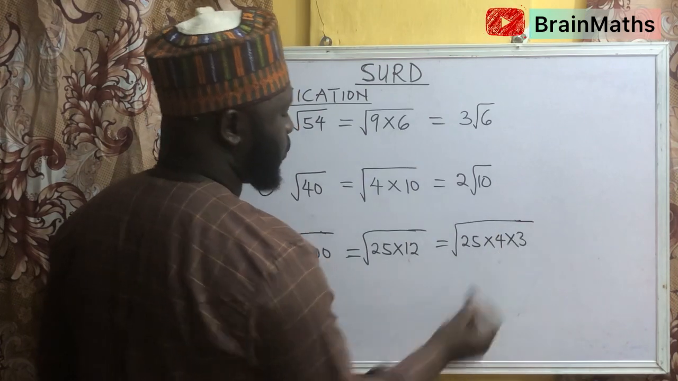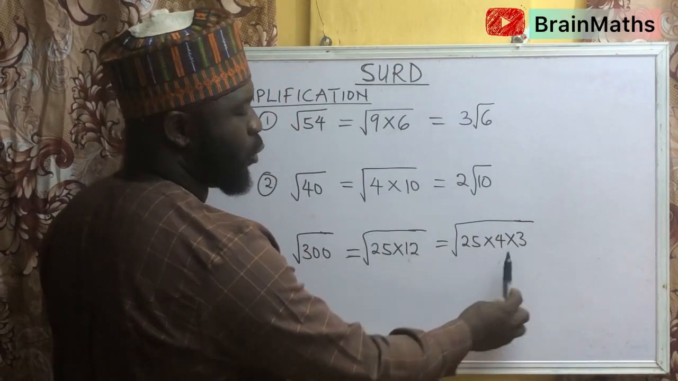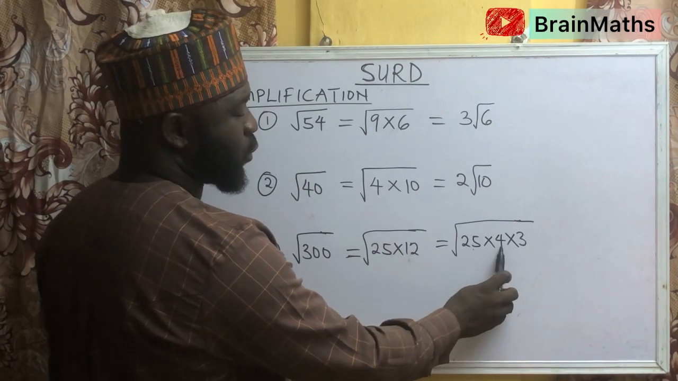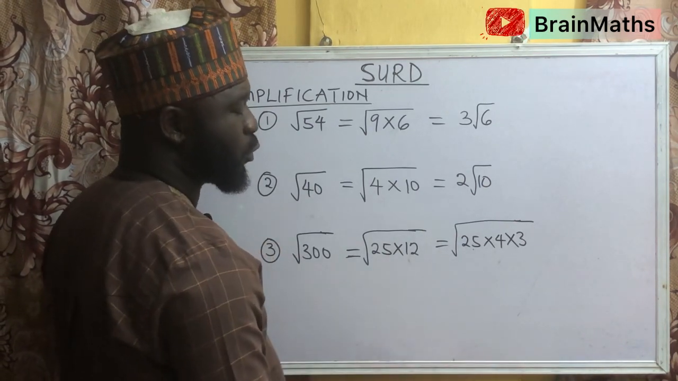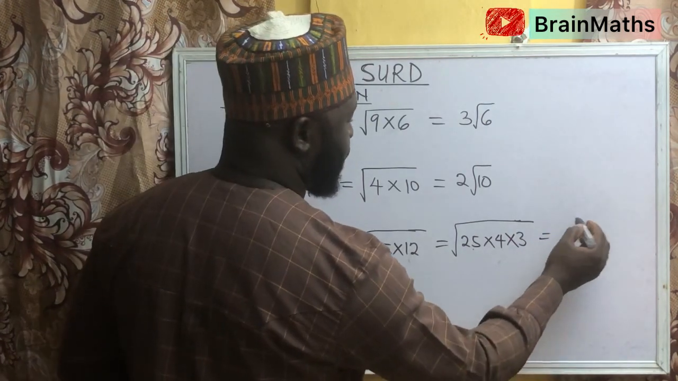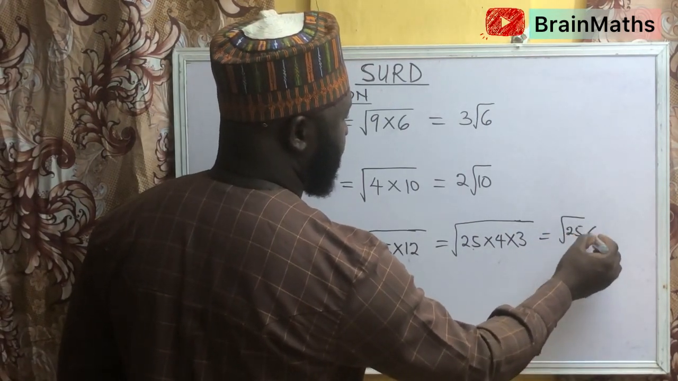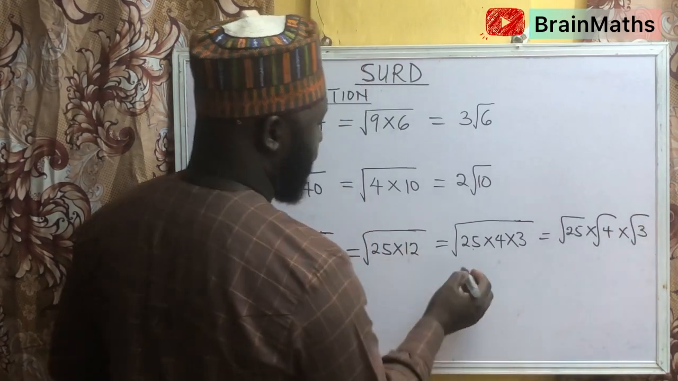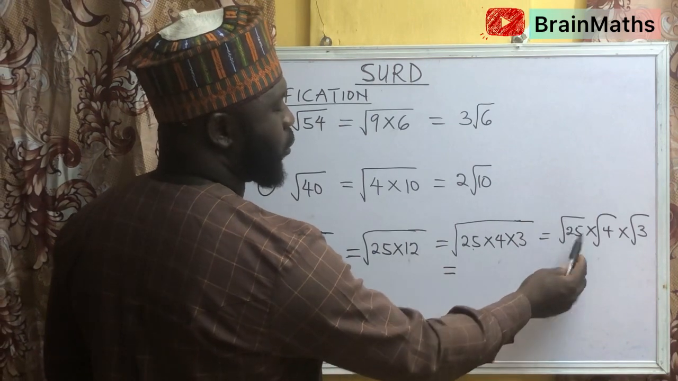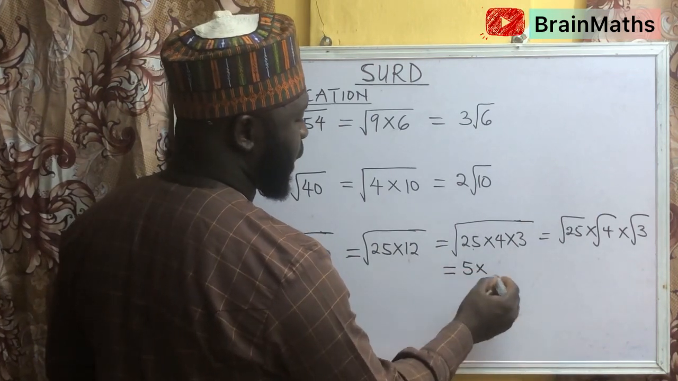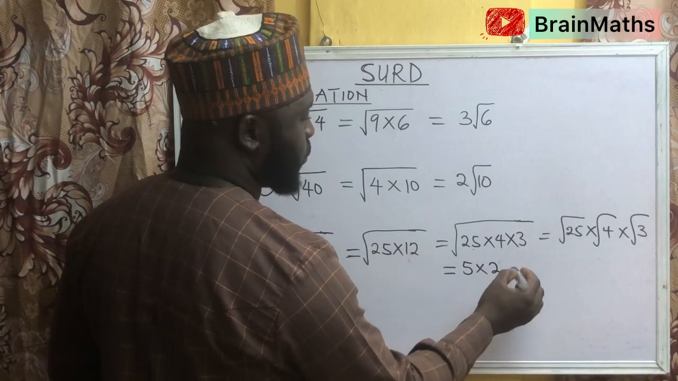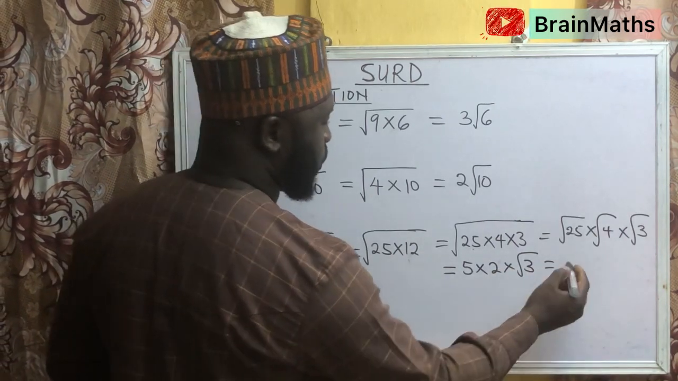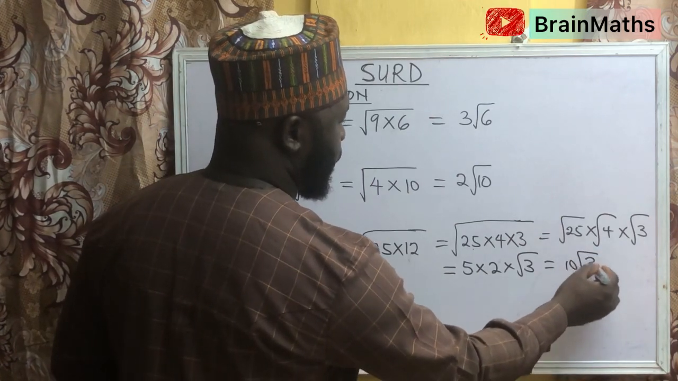4 times 3. So, in this one alone, we have 25, which is going to give us 5, and the square root of 4, which is going to give us 2. So, we are going to have the square root of 25 times the square root of 4 times the square root of 3. And that all together will give us 5 times the square root of 4 is 2 times root 3, which we cannot determine. And 5 times 2 is 10 root 3.